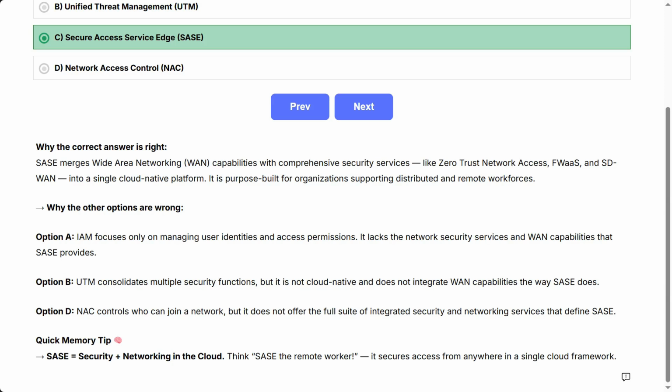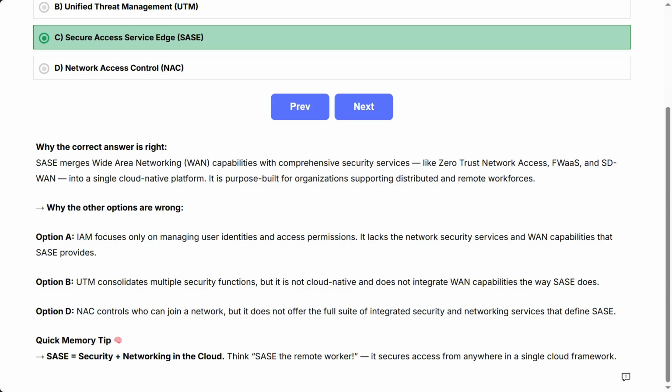Why the other options are wrong. Option A. IAM focuses only on managing user identities and access permissions. It lacks the network security services and WAN capabilities that SASE provides. Option B. UTM consolidates multiple security functions, but it is not cloud-native and does not integrate WAN capabilities the way SASE does. Option D, NAC controls who can join a network, but it does not offer the full suite of integrated security and networking services that define SASE.